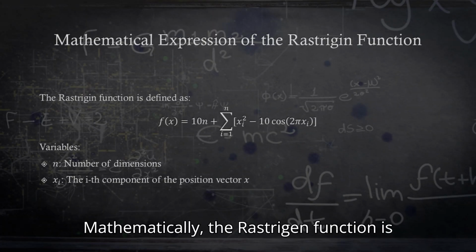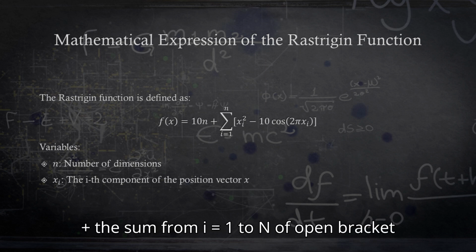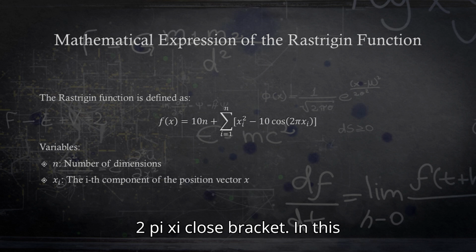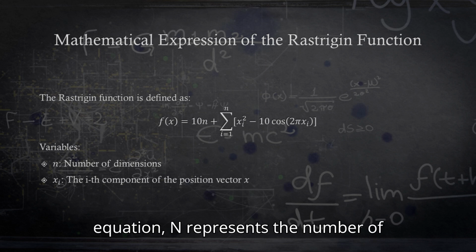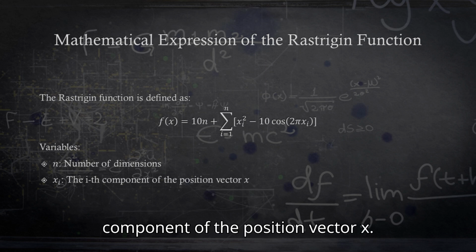Mathematically, the Rastrigin function is defined as f of x equals 10 times n plus the sum from i equals 1 to n of open bracket x i squared minus 10 times cosine of 2 pi x i close bracket. In this equation, n represents the number of dimensions, and x i is the ith component of the position vector x.